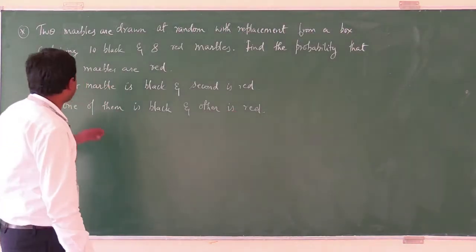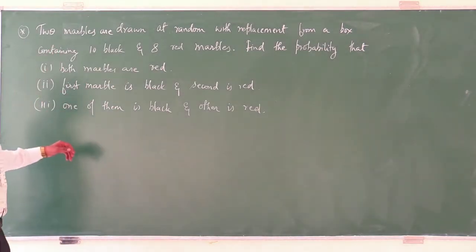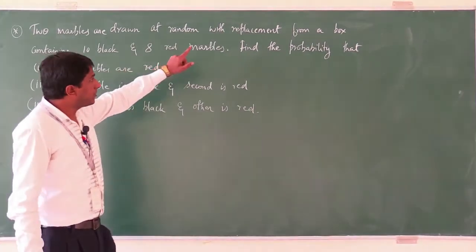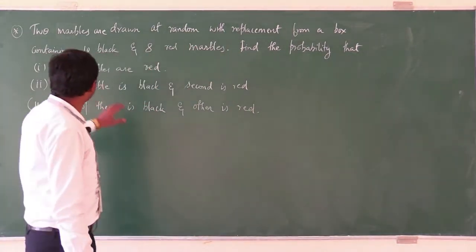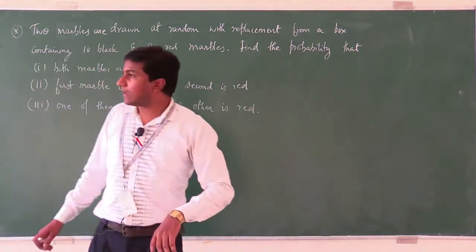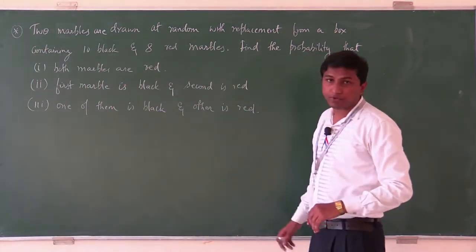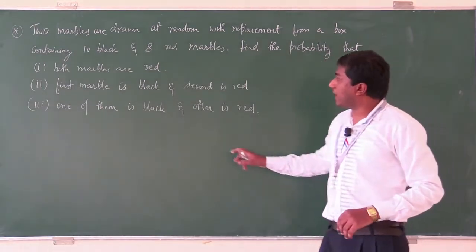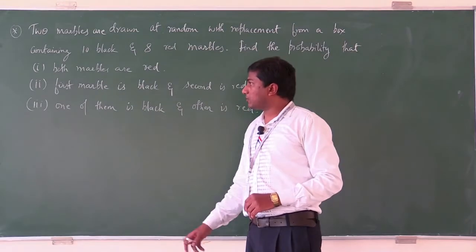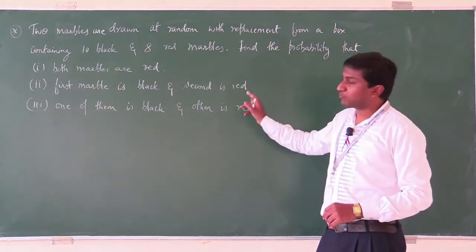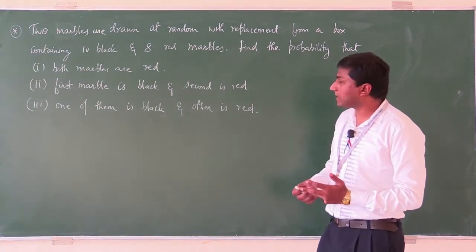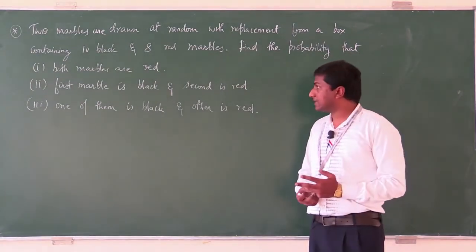Moving on to the next problem: 2 marbles are drawn at random with replacement from a box containing 10 black and 8 red marbles. Find the probability that, sub-question 1, both marbles are red. Sub-question 2, first marble is black and second is red. Sub-question 3, one of them is black and the other is red.